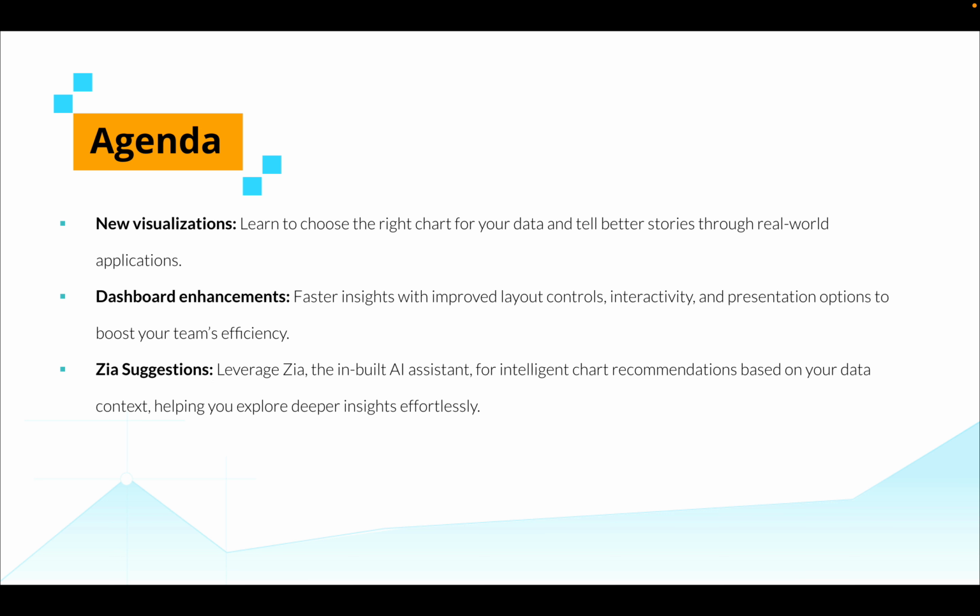After that, we'll take a look at our dashboard enhancements. These are all about helping you and your teams consume insights faster with better layout controls, interactivity, and presentation options. Along the way, we'll also take a look at Zia suggestions. Zia, which is our inbuilt AI assistant, now also offers intelligent chart recommendations based on the fields you wish to use in the report. It analyzes your context and suggests alternate views that might offer new perspectives or deeper insights. It's a simple way to supercharge your data exploration without any extra effort. And finally, we'll wrap up with the Q&A session where I'll answer as many of your questions as time permits. Without further delay, let's jump right in.